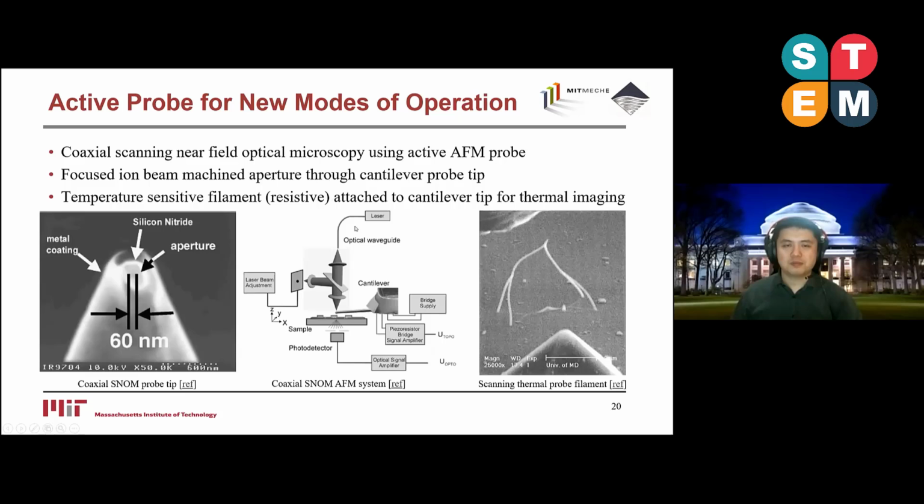For active probes, there are new modes of operation. This is showing scanning near-field coaxial optical microscopy. This is realized by putting an aperture at the tip by focused ion beam machining. Since active probes don't require external optical sensing at the back surface of the probe, this is quite helpful because it's not that complicated to get the probe aperture fabricated and used in this case. And also, if you attach a temperature-sensitive filament to the cantilever, it can be used for thermal imaging.